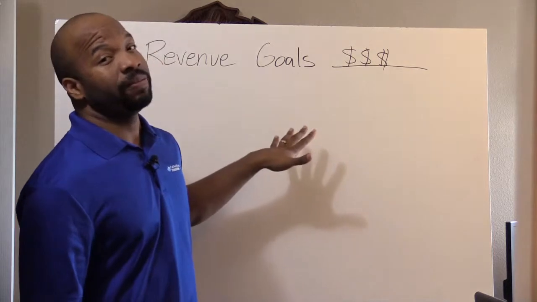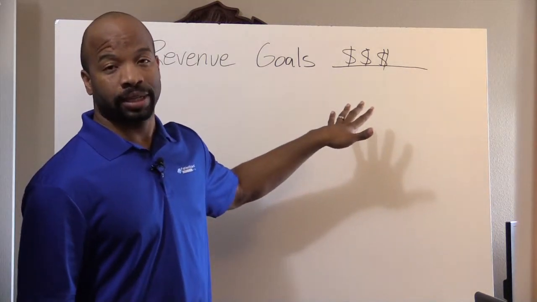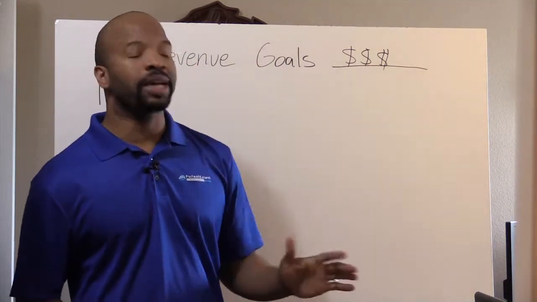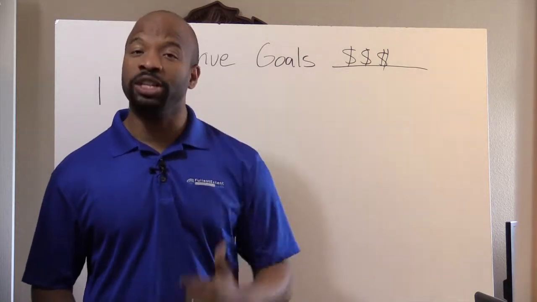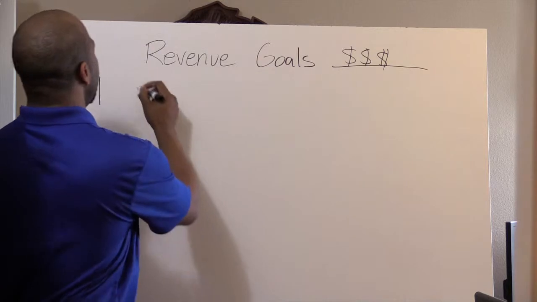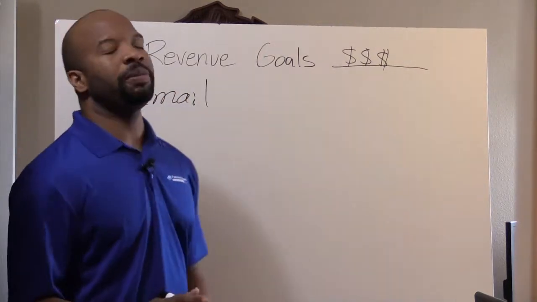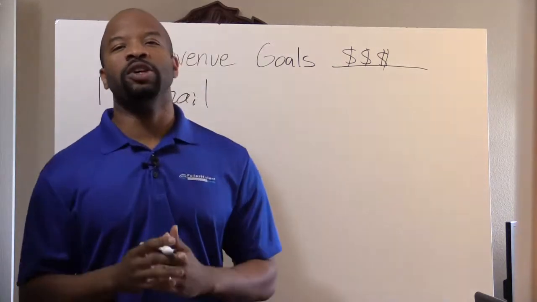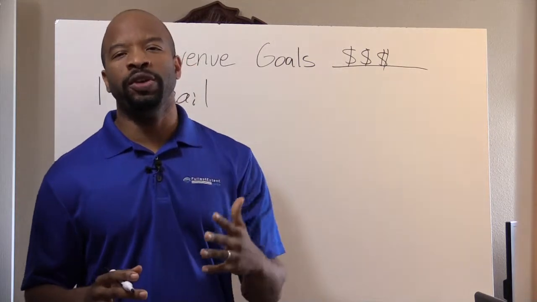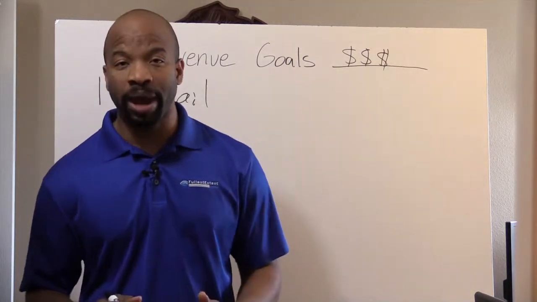Now, to be clear, in order to meet revenue goals, you have to sell something, okay? You have to sell something. And in order to sell something, you have to have people to talk to. So one important revenue metric is your email. You need to be measuring your email subscriber list. Okay, the number of people you are getting on your email list needs to continually be moving, and you need to keep track of it.